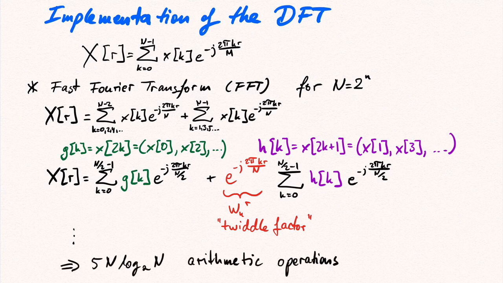This way, only 5N times the logarithm of base 2 of N arithmetic operations are required. Hence, this calculation is much more efficient than using a for loop or matrix and vector formulations.